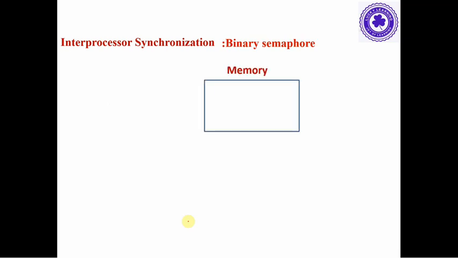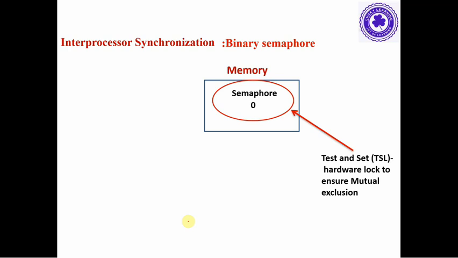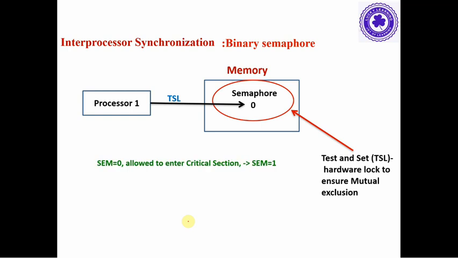Here you can understand this point with respect to a diagram. Here we have a memory, and in the memory the semaphore is set to 0, with a test and set hardware lock to ensure mutual exclusion. Processor 1 has to see the semaphore value. It sees that the semaphore value is 0, meaning it is available for processor 1, so processor 1 enters the critical section and makes the semaphore bit 1.